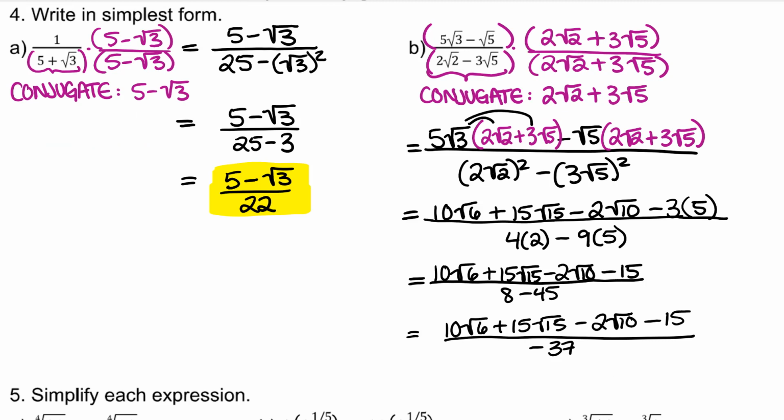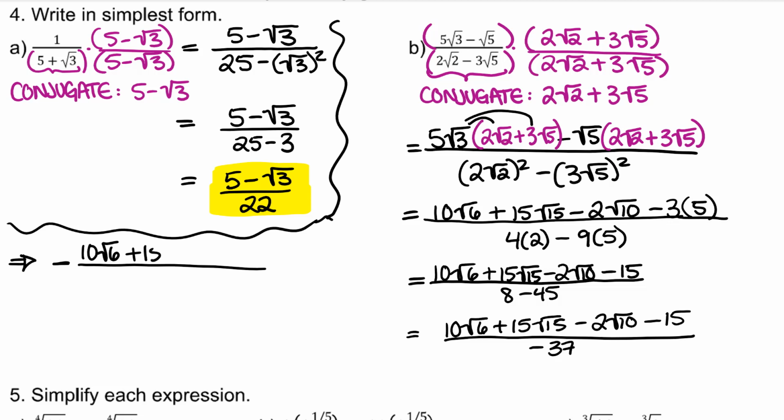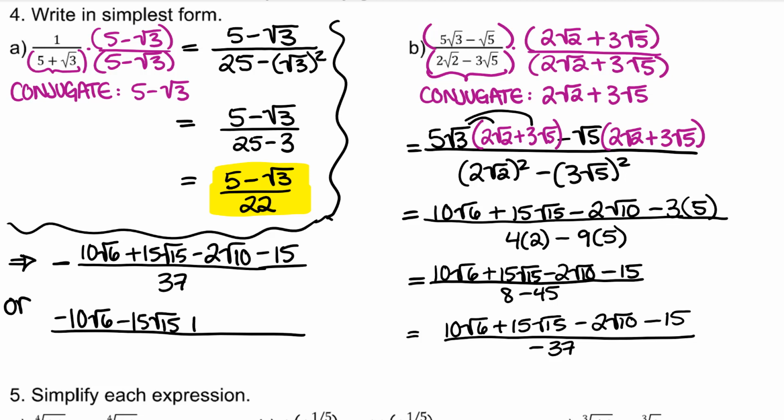When you're reducing a fraction, your negative should not be in the bottom of the fraction. It should either be in front of the fraction or distributed into the top. So here are the possibilities for your answers. And either of these would be acceptable answers.